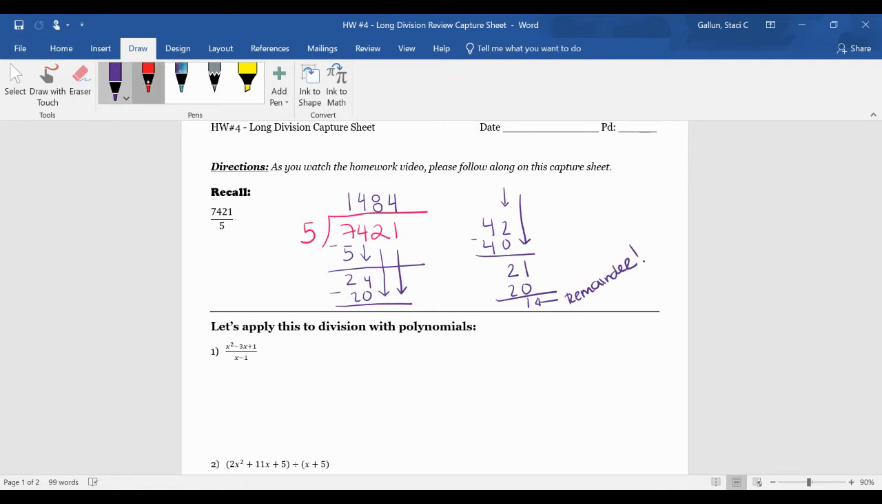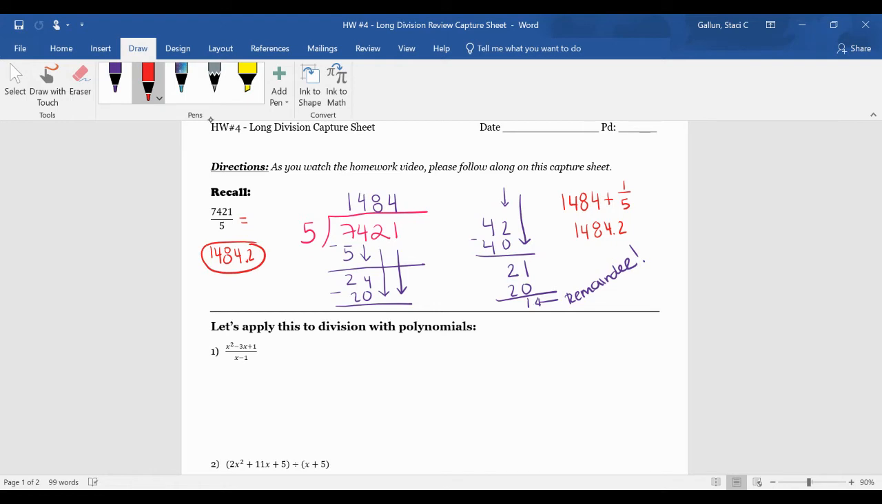So what I actually got just now was 1,484 with a remainder of 1, which I can express by adding 1/5 to this: remainder over divisor. 1/5 is actually equivalent to 0.2, which is 2/10. So if you were to do this in your calculator, which you're not, I get this right here.